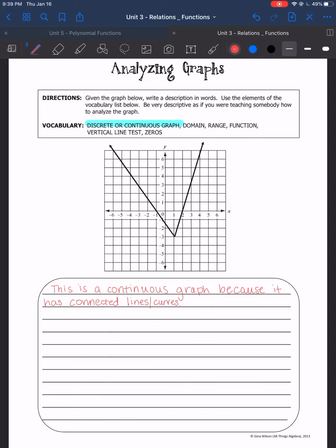So now we're going to talk about the domain. So the domain is, well, it goes on forever in both directions. So the domain is all real numbers because it's going to cover this entire x-axis forever. I can't go any further, but it's going to cover the entire x-axis forever. So my domain is all real numbers.